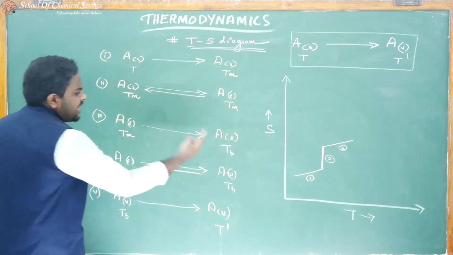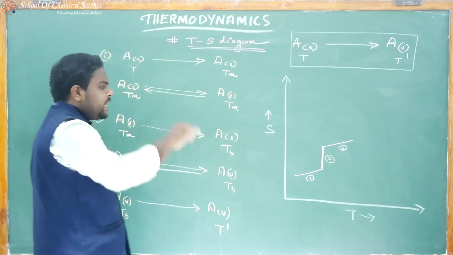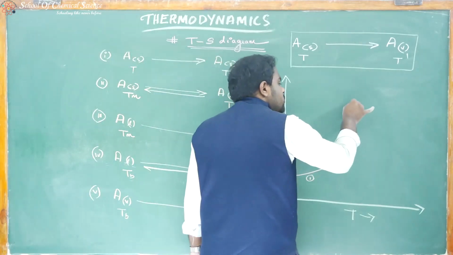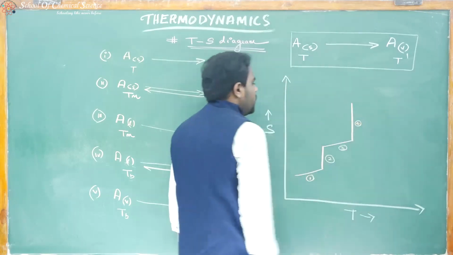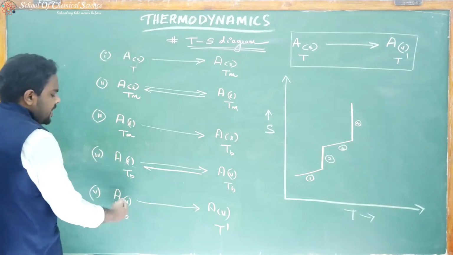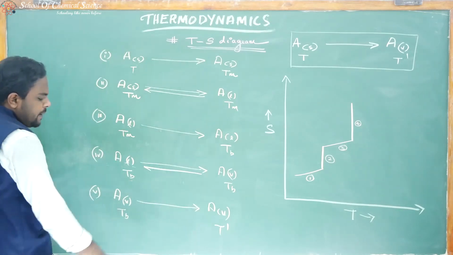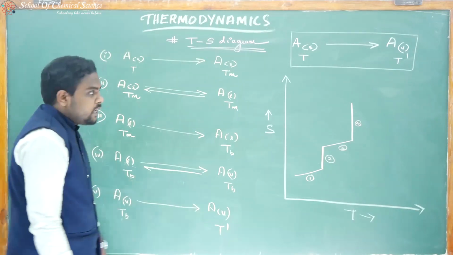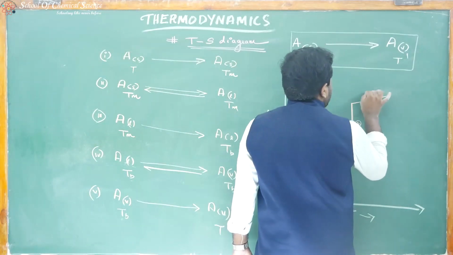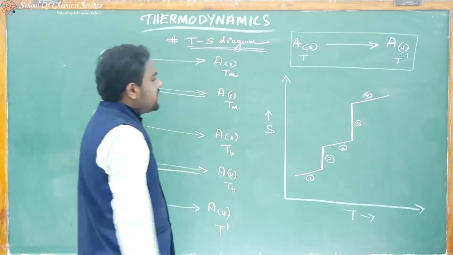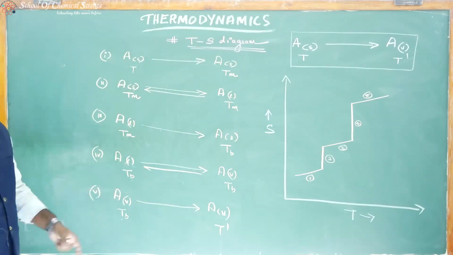Fourth step, liquid is converted into vapor. Entropy sharply increases. Compared to step 2 also, the entropy sharply increases. This is the fourth step. And the last step, vapor to vapor, but vapor at T temperature to another higher temperature. So here also entropy slightly increases. This is the fifth step. So this is the TS diagram for this whole process.